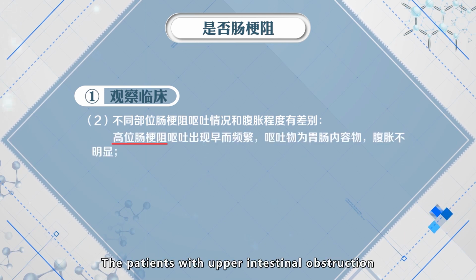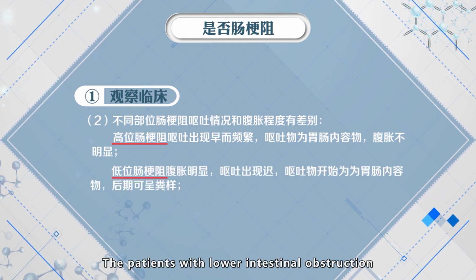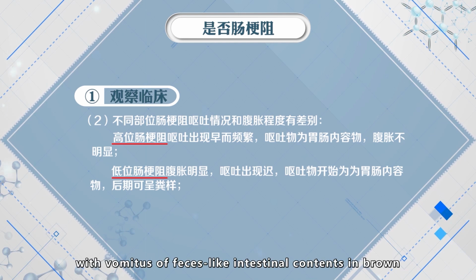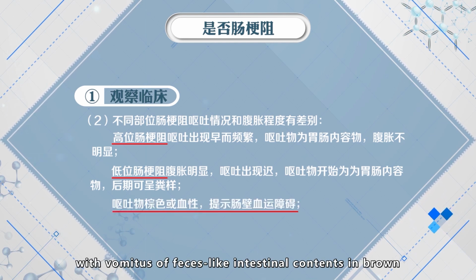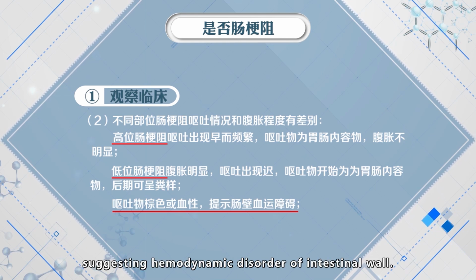The patients with upper intestinal obstruction may experience early and frequent vomiting, with large volumes of intestinal contents and non-obvious abdominal distension. The patients with lower intestinal obstruction may experience late vomiting and obvious abdominal distension, with vomitus of feces-like intestinal contents, or bloody vomitus, suggesting hemodynamic disorder of the intestinal wall.